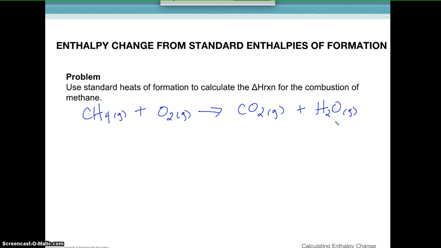Okay, so we need to balance our equation. So we need 4 hydrogens. We'll put a 2 right there. That gives us 2 plus 2 is 4 oxygens. So we'll put a 2 right there. There's our balanced equation. Okay, so keep that balanced equation written down. We're going to go back and look at our heats of formation table and see if we can figure out all of these heats of formation and then use our heat of reaction formula to calculate that.